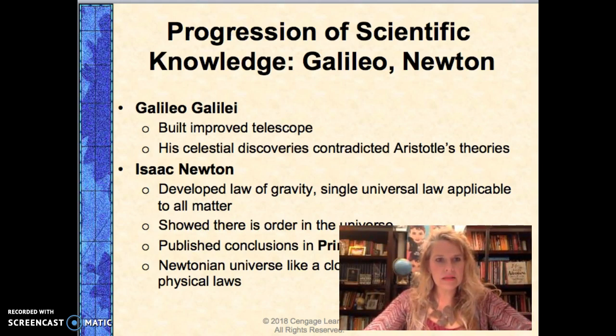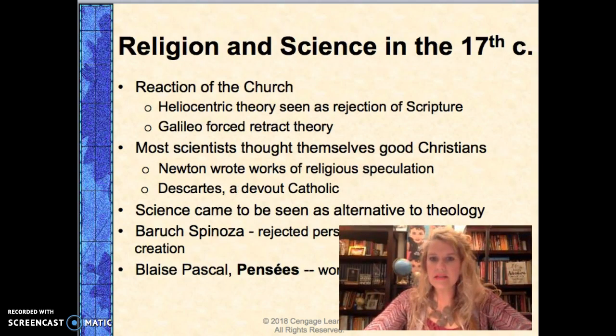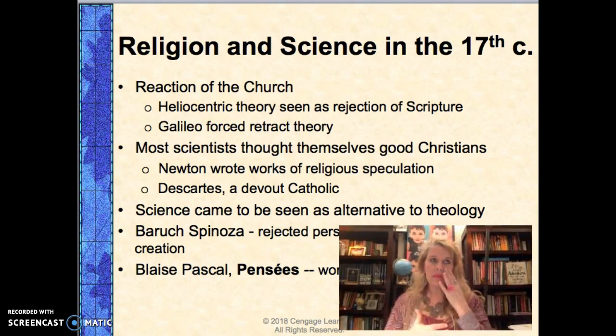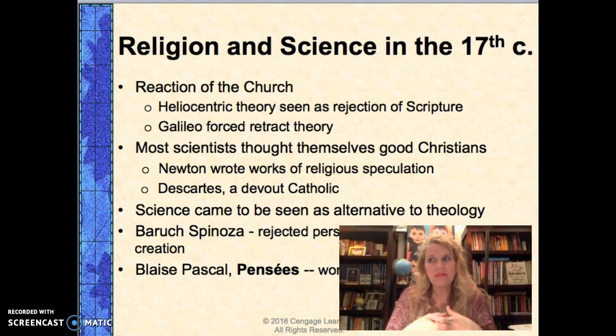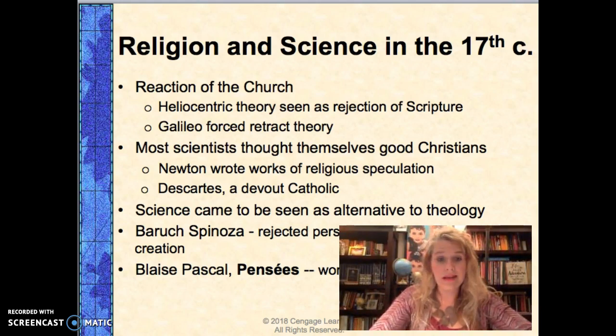Let's see. Religion and science in the 17th century. Galileo was forced to retract his theory, but more and more people, more and more scientists, were trying to mesh them together. You didn't have to be one or the other. There didn't have to be a polarity. You could be religious and love the truth in science just like you can today.